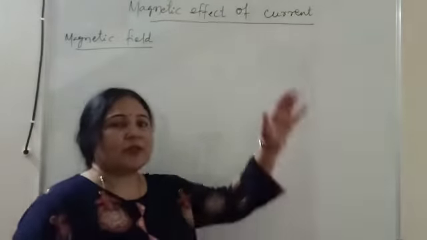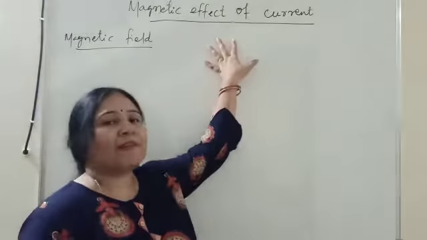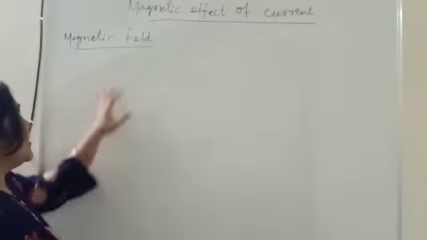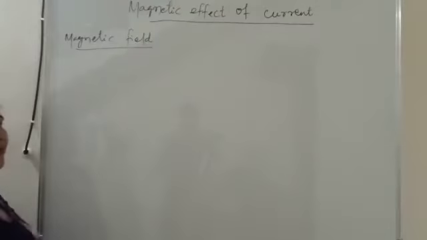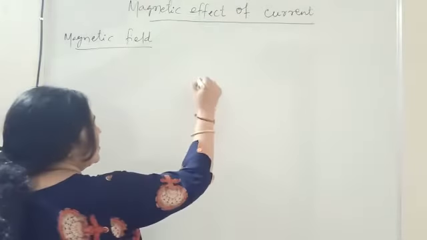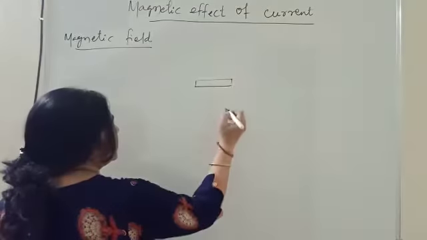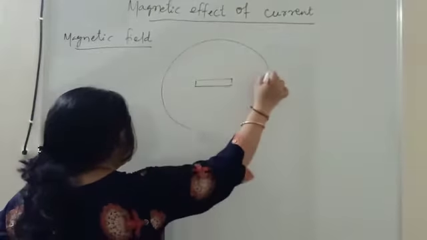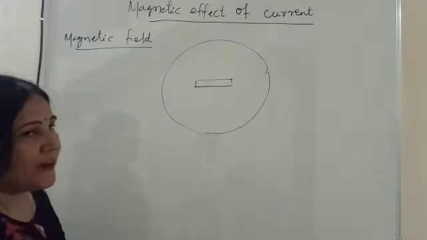Hello students, we are going to start this chapter, magnetic effect of current. Here we'll first start with what a magnetic field is. Like an electric field, we can also define a magnetic field. Suppose you have a magnet. All around the magnet you can find a modified space.